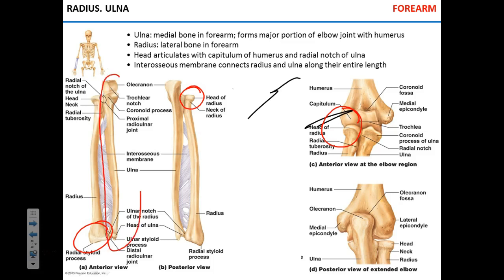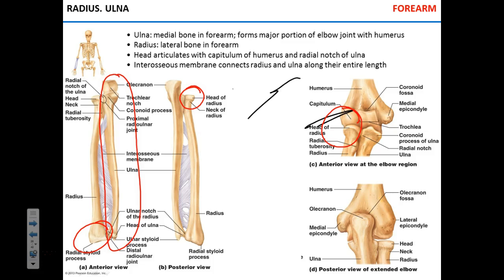Ulna, articulations of the ulna. It forms a major part of the elbow joint. And if you look at the disarticulated ulnar bone, first of all, this is the head. You can see a little styloid process of the ulna. And can you see this notch? This is called the trochlear notch. The trochlear notch articulates with the trochlea of the humerus.